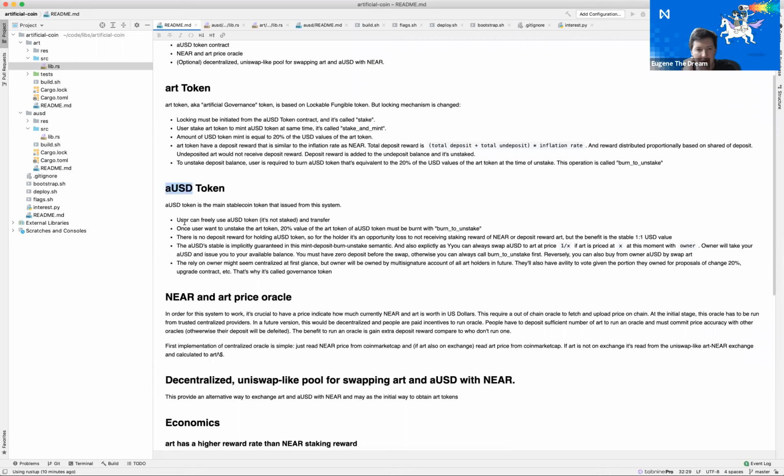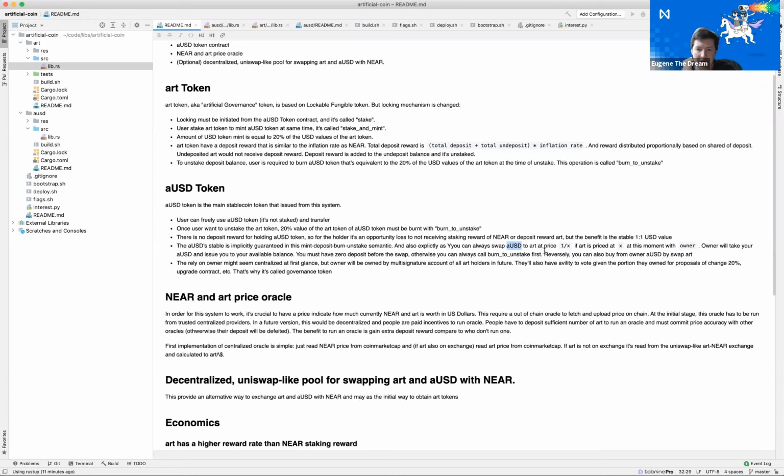Now the AUSD token is just a token and you can transfer it, but then you have an option to burn it to unstake, which is required by the art token to redeem the art token. And basically it's saying stability is guaranteed by mint, deposit, burn, and stake semantics.